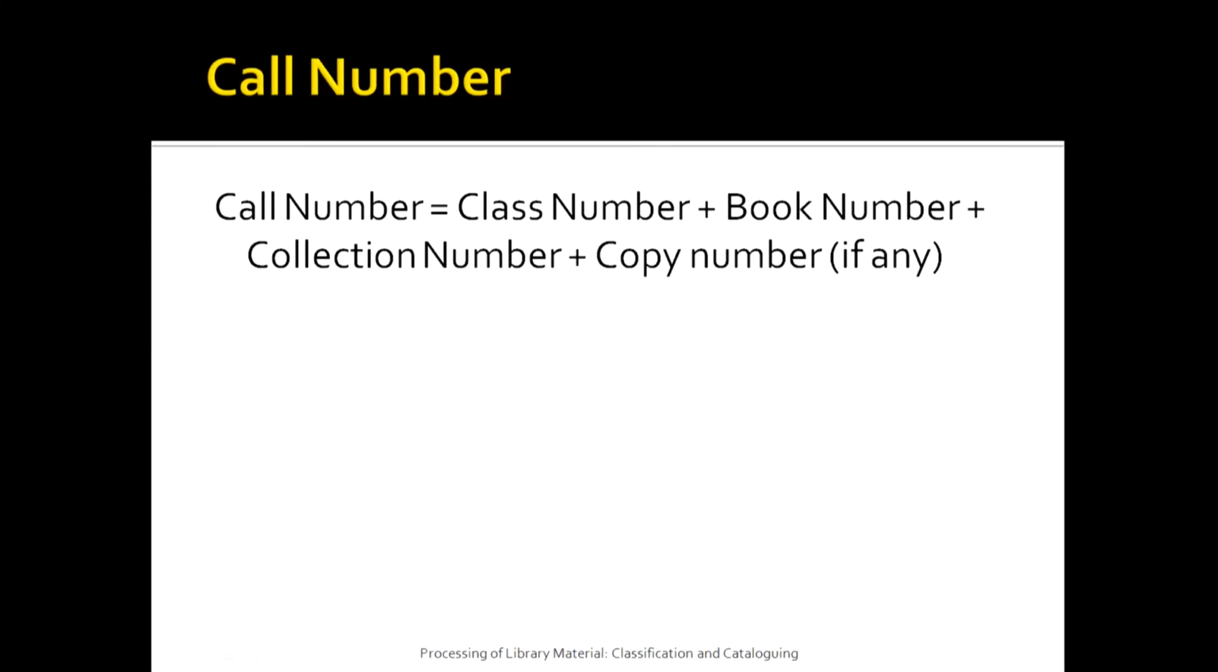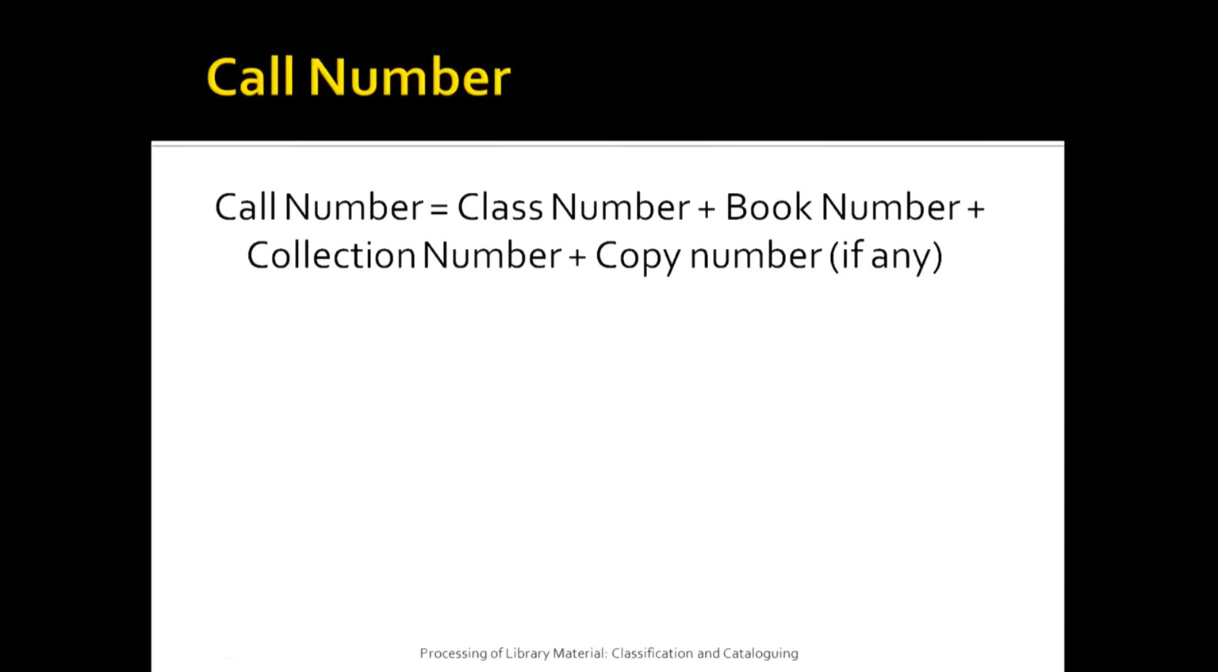Let's see how a call number is constructed. A call number has several components. Firstly, the class number, that is the classification number, which indicates the subject of the document. Secondly, the book number. The book has been published in a particular year or by a particular author. So, books on the same subject will have different book numbers.